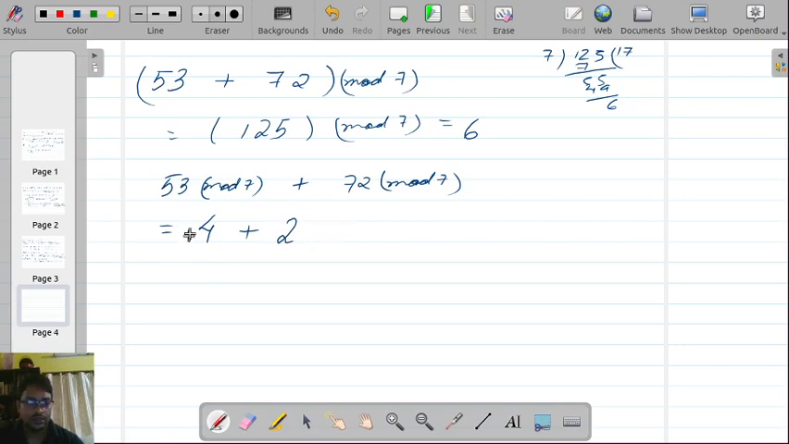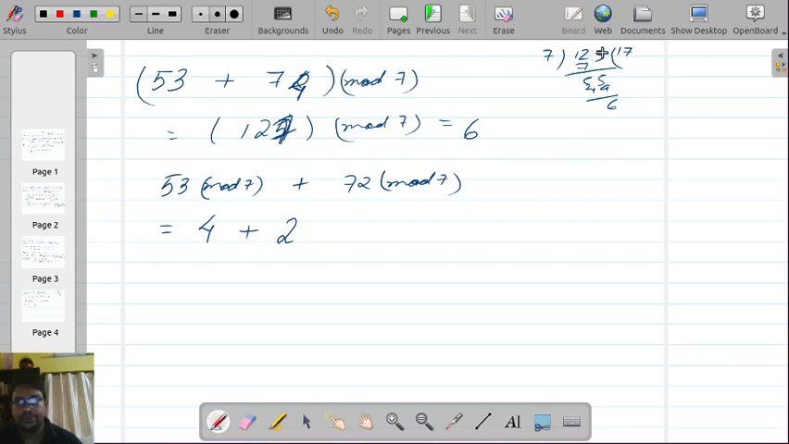Let me just use a larger number here, say 74, so it's 4 plus 7, so that you can understand what is happening. This is 127.